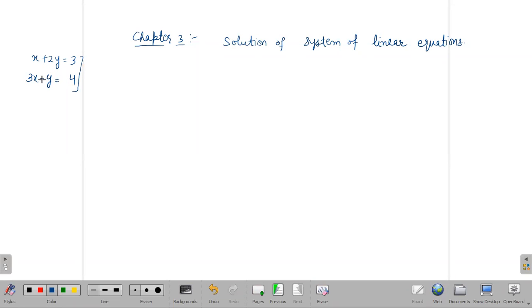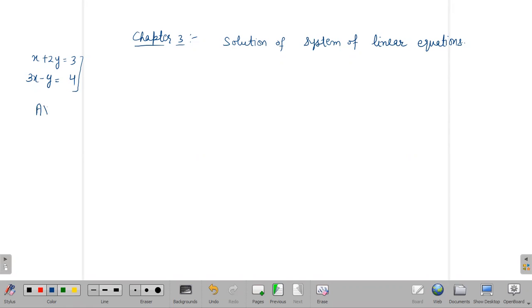There are several analytic methods to find the solution of the system of linear equations. Can you tell me any method to solve this? Substitution, elimination, cross multiplication. Yes, cross multiplication, substitution, and elimination. These are analytic methods. You will get the exact solution from these. Any other? Using matrix or determinant. Matrix method, yes. Cramer's rule, you all know.